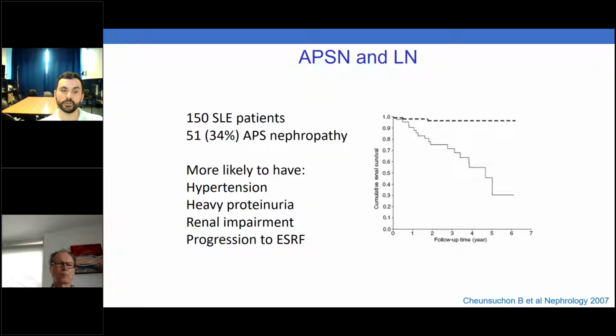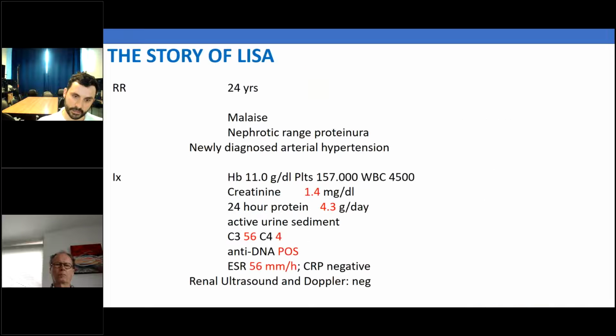And patients with both conditions are more likely to have hypertension, heavy proteinuria, and a faster progression to end-stage kidney disease. So going back to the story of Lisa, this is what we know at that time when attending her. She was moved from the pediatric ward to our attention, and she presented us with a nephrotic range proteinuria, a newly diagnosed arterial hypertension, and these are her blood tests.